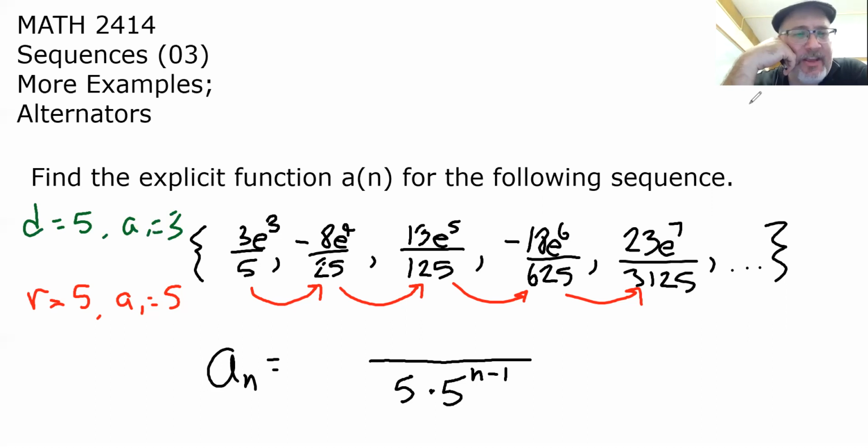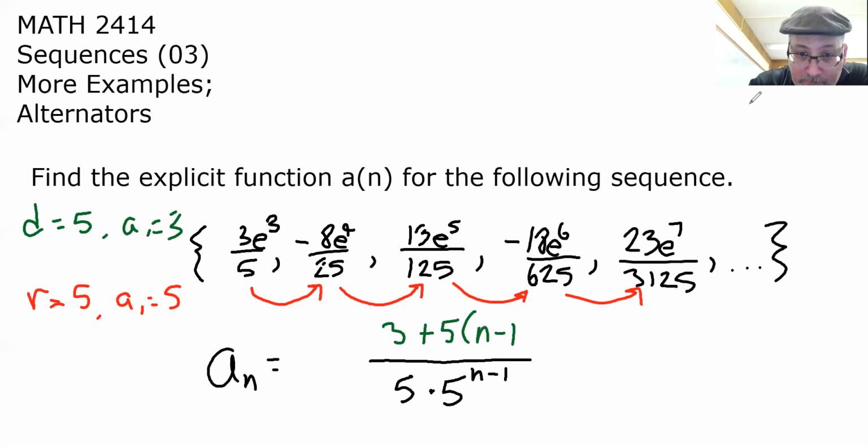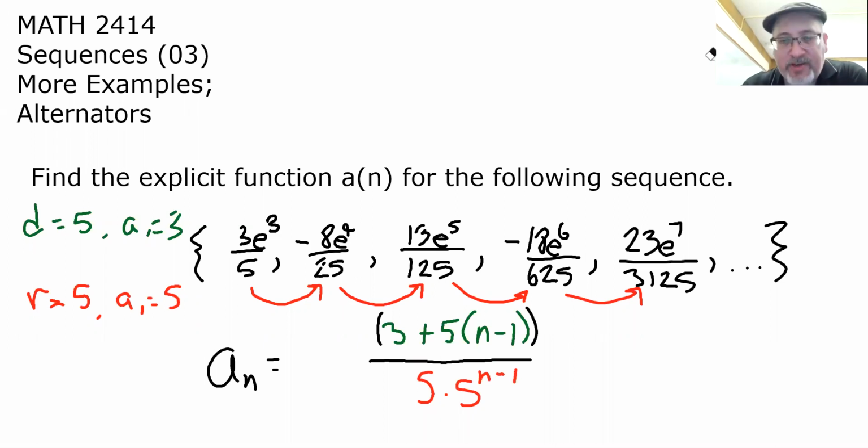So how do we write the explicit function for an arithmetic sequence? Well, we take the first term, which is 3, and we add the common difference 5 times n minus 1. And in a moment, we'll distribute the 5 and combine like terms. Let's catch all that in parentheses for a second. And one thing real quick, I meant for this down here to be in red, to be consistent. 5 times 5 to the n minus 1. And again, we're going to simplify this once we get it set up.